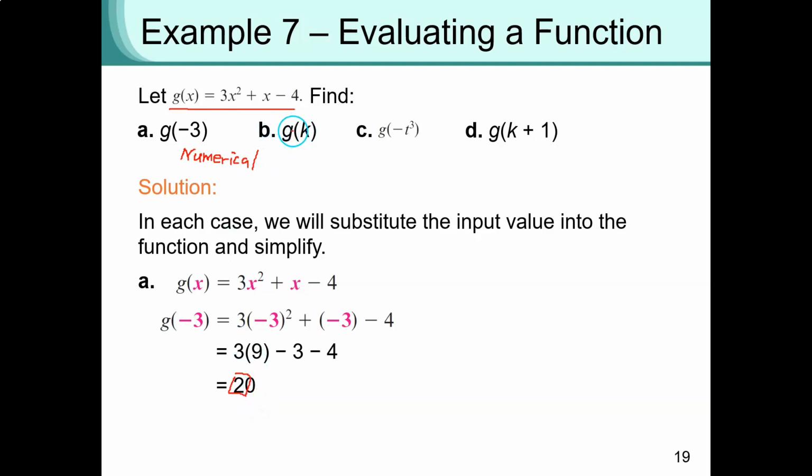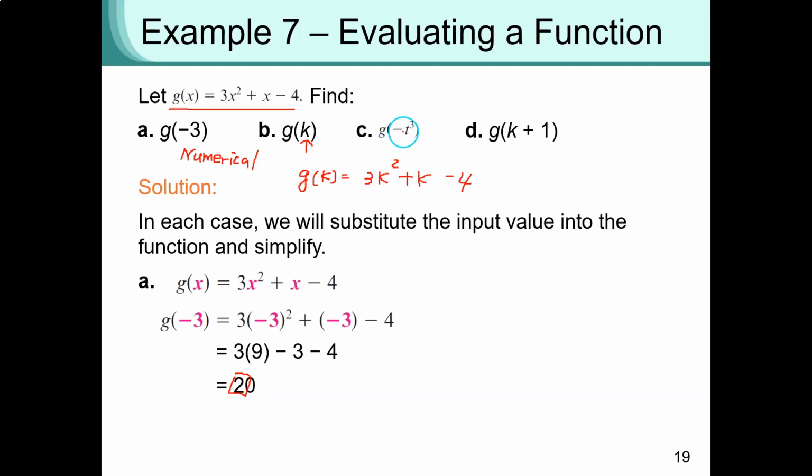g of k, that means the input changed to the k. So I just simply write down g of k equals 3k squared plus k minus 4. So your input is k, your output must have a k. Your input is a -3, your output is 20.